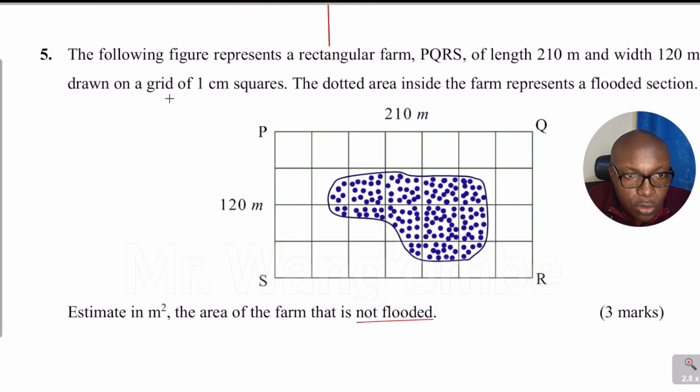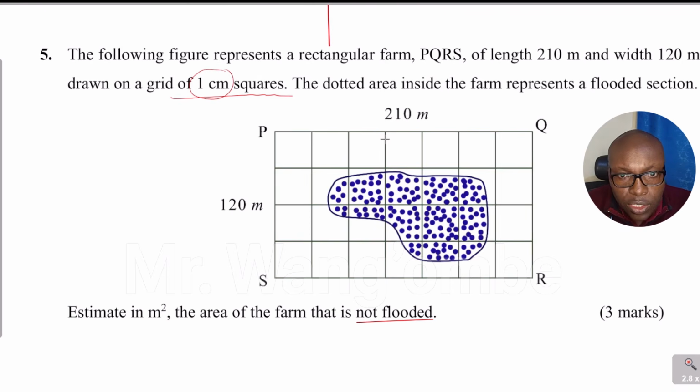It is drawn on a grid of 1 centimeter squares. So you can see we have 1 centimeter squares, and then we have the whole length given in meters. So we need to know the scale that was used. That means we need to get what 1 centimeter represents in terms of meters. 1 centimeter represents how many meters? How do you do that?